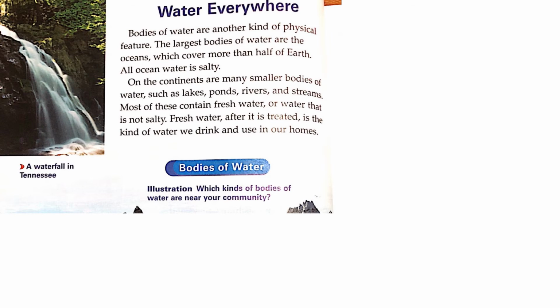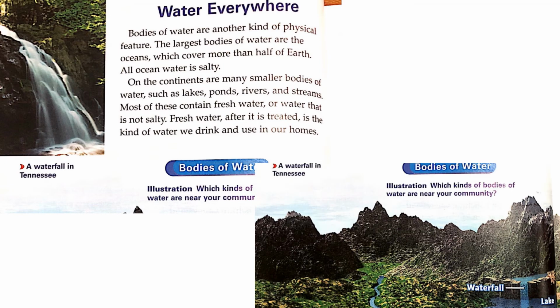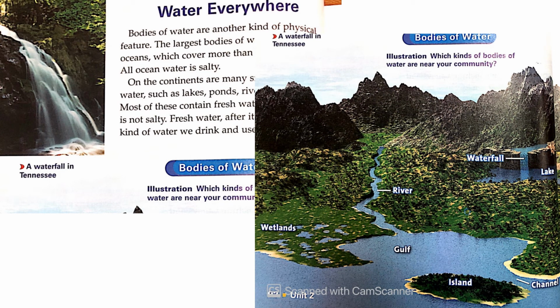So you should know the types of water bodies. Ocean is the largest, and then on the continents you have lakes, ponds, rivers, and streams. This is an example where you can see wetlands, a river flowing. This is the gulf, the island, waterfall, lake, and right here squeezed between this island and this land is a channel. So you should be able to label a drawing, if given, with the appropriate names of the type of water bodies.